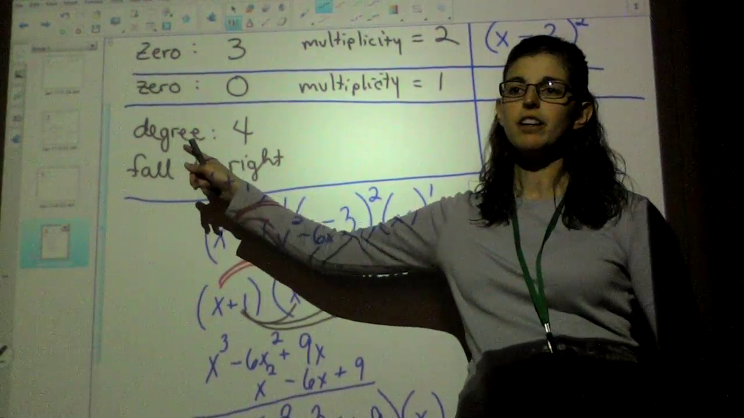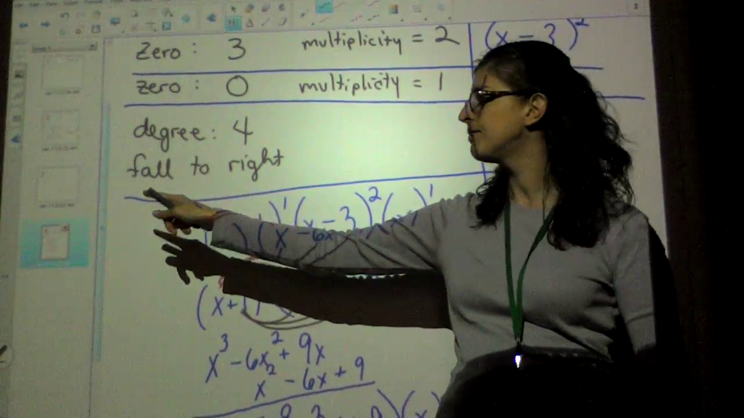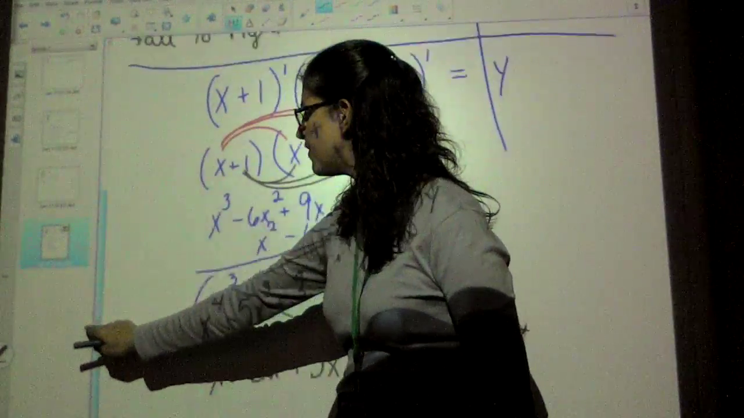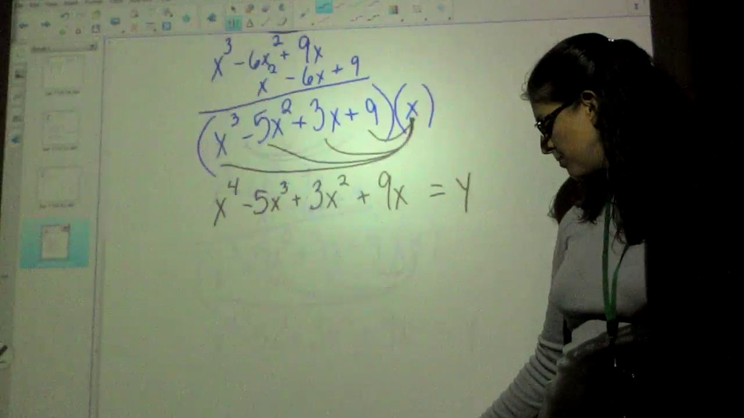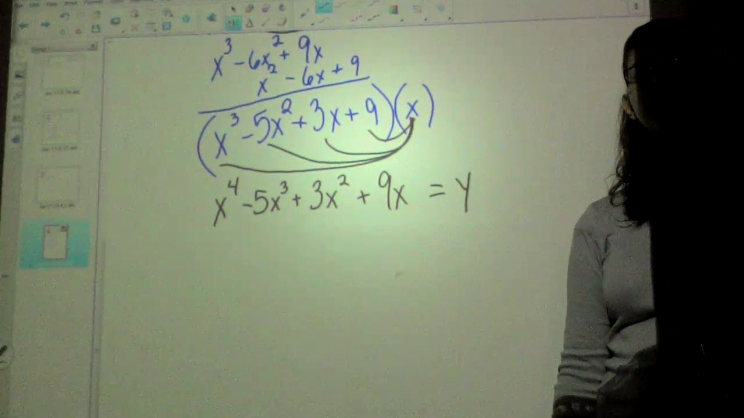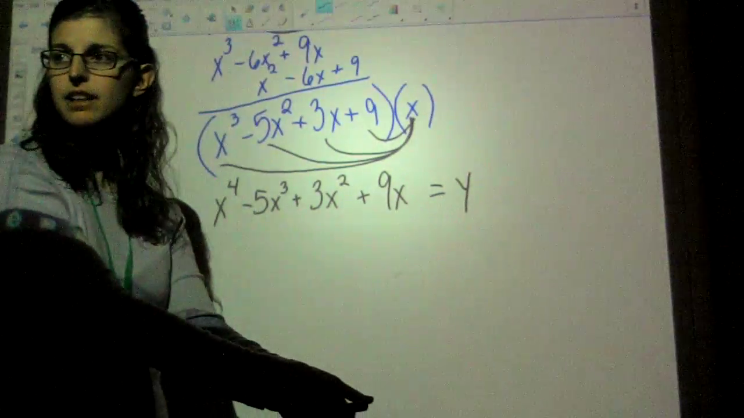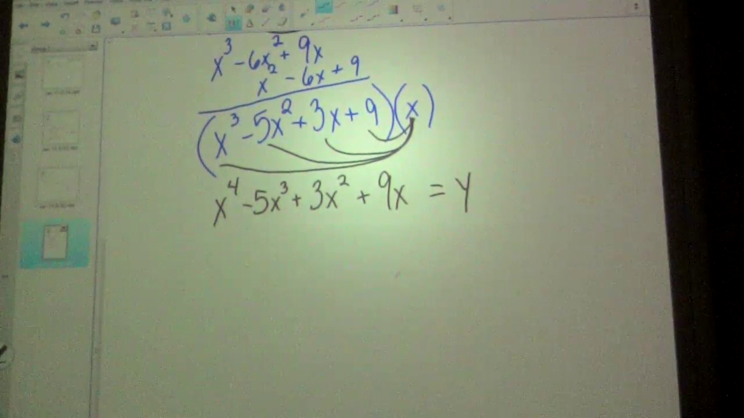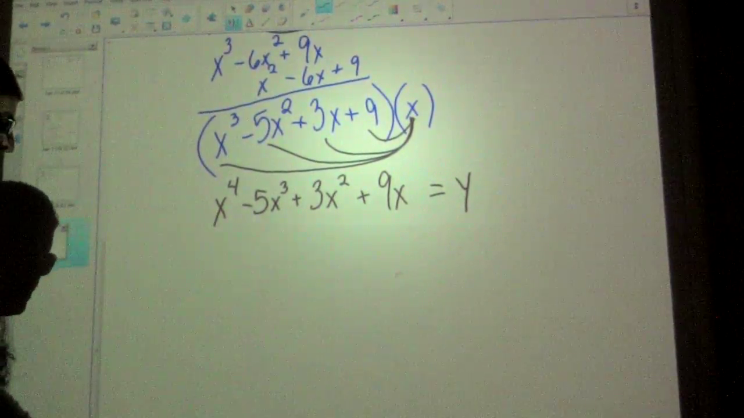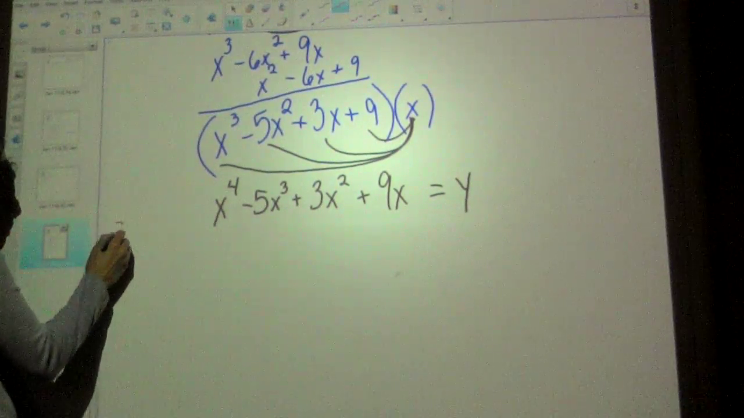What about this right here? Does it fall to the right? What does falling to the right mean that my polynomial should look like? How do I make it go down to the right? Take it times a negative something. It doesn't even matter if it's a negative 1. It could be any negative number, as long as it's a negative. So we still need to make this thing fall to the right.